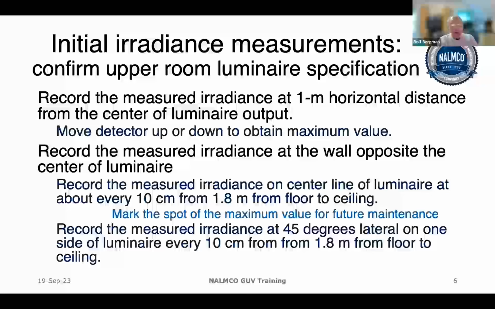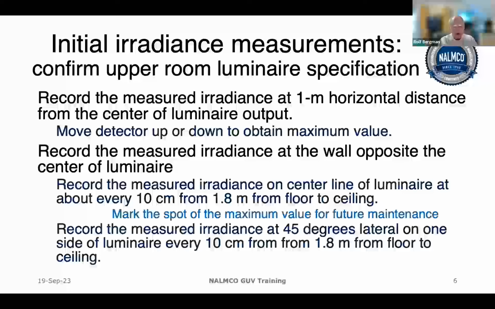First, we're going to check that the luminaire is functioning as specified. You want to record the measured irradiance at roughly 1 meter, it doesn't have to be exact, horizontal distance from the center of the luminaire output. The detector is usually mounted on a pole that can be adjusted for its height. So you move the detector up and down to obtain the maximum value and record the maximum value at 1 meter.